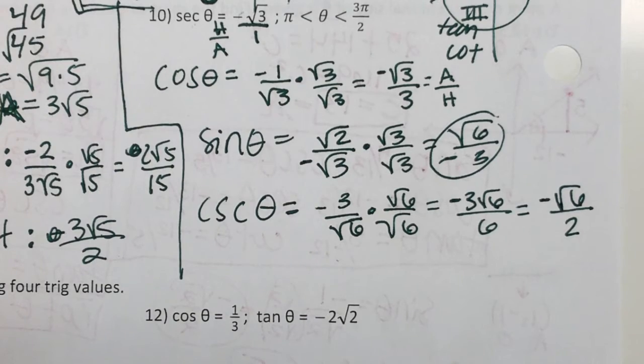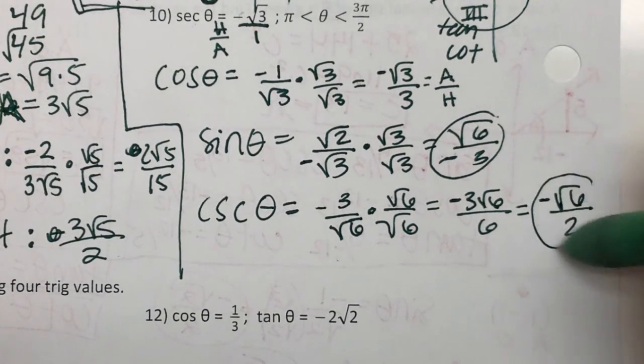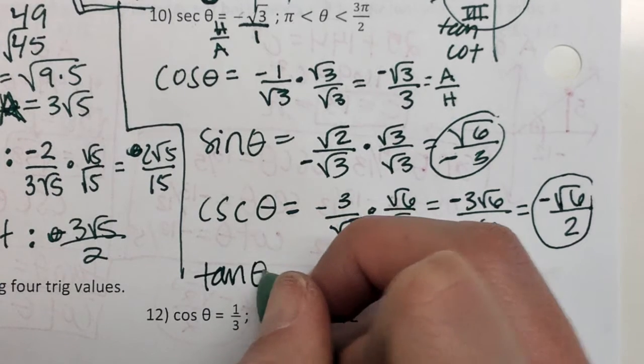Alright, we need 2 more. Tan and cotan. So tan is going to be blank over blank.